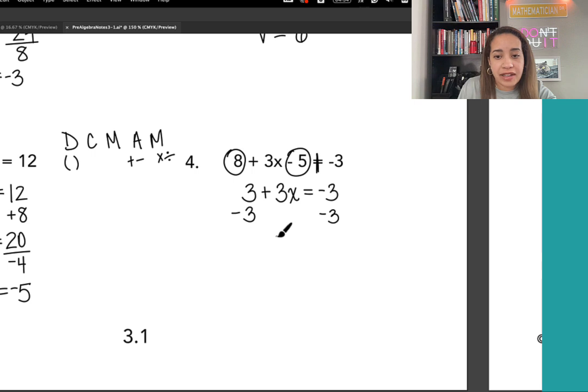Now I've got 3x by itself on the left side, and on the right side, negative 3 minus 3 gives us negative 6. The very last step to solve for x is to divide. We see multiplication, so we know that we should do the opposite to both sides. The opposite of multiplication is division. So now we have x all by itself on the left side, and on the right side we have 6 divided by 3, which gives us 2. They have different signs, so we do get a negative 2 as our final answer.